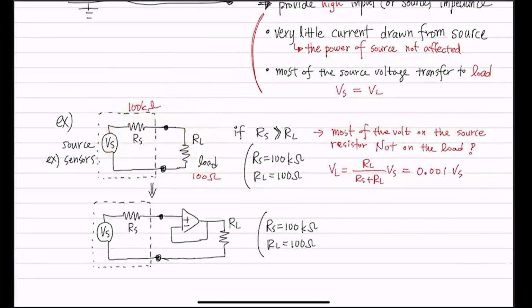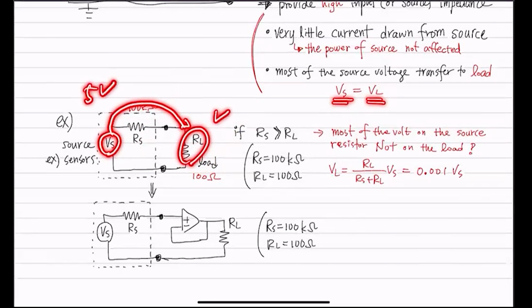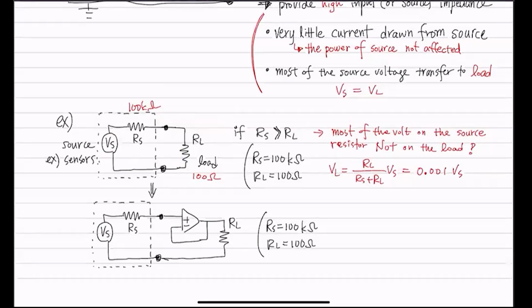So ideally, you would like to have your source voltage the same as your load voltage. That way, all your voltage is passed to your load, and you can measure it. Say this is 5 volt, you would like to measure 5 volt out of it, right? So that's the reason why this is not a good case.